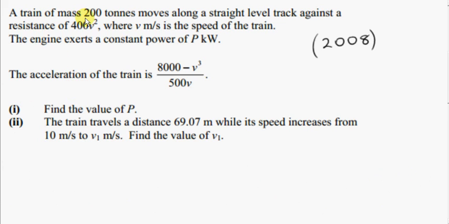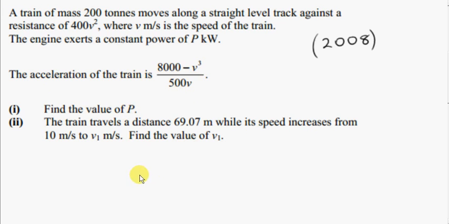A train of mass 200 tons moves along a straight level track against a resistance of 400 v squared, where v meters per second is the speed of the train. Notice again that, like in the last example, the magnitude of the resistance force is proportional to the square of the speed. That's true in general for resistance forces. The engine exerts a constant power of p kilowatts. The acceleration of the train is (8000 minus v cubed) divided by 500v. We want to find the value of p.